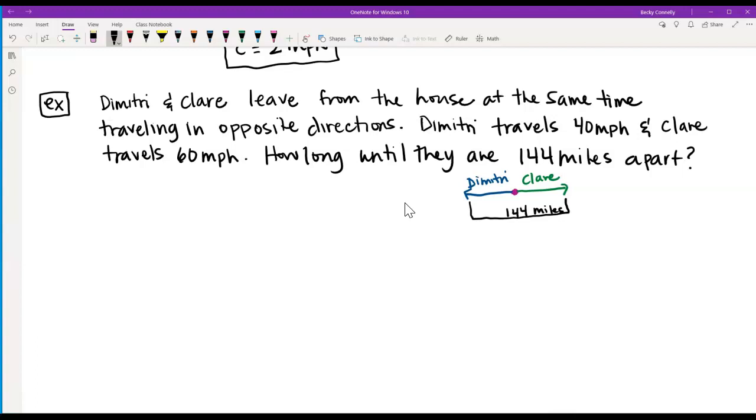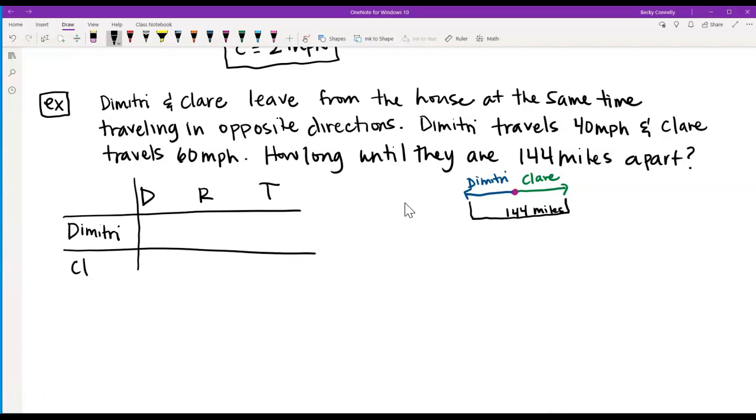And then we know some information about how fast each of them are going. But just to try and visualize what's happening on this, that's what we're trying to figure out, is when they're going to be 144 miles away from each other. All right, so let's set up our little distance, rate, and time table again here. In this table, we know stuff about Dimitri, and we know stuff about Claire.